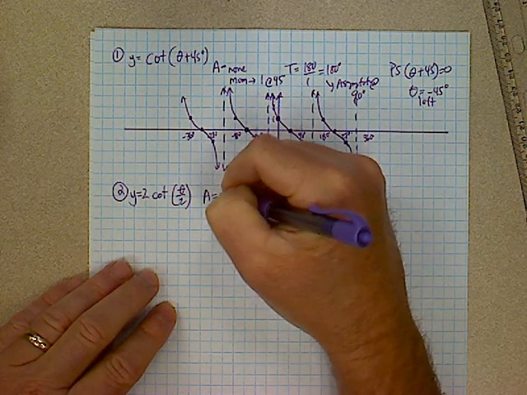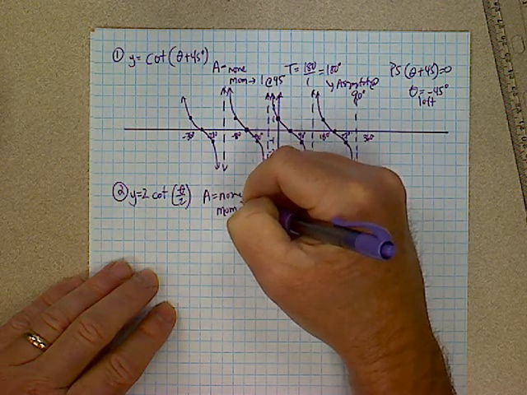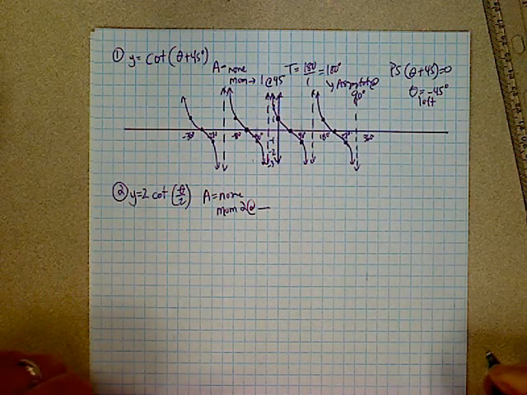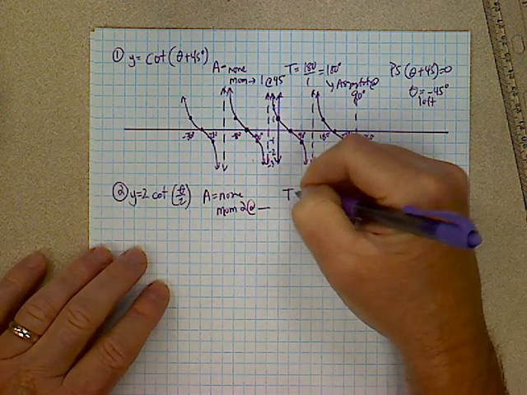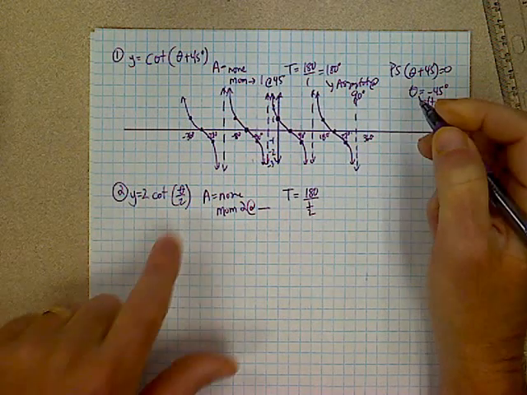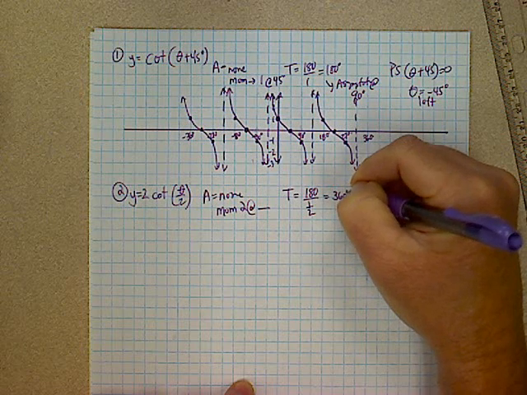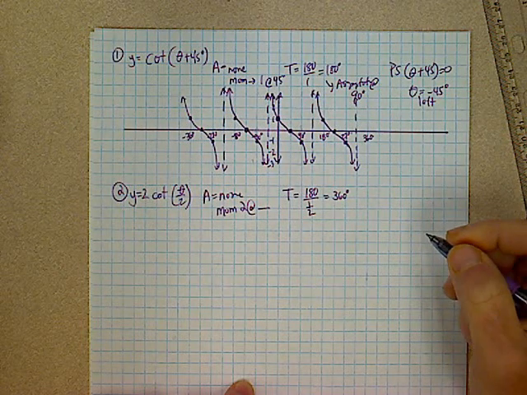Amplitude will be none, but our middle of the middle will be 2. At what angle, I don't know yet. Find that out in just a second. Period is going to be 180 divided by a half. That's the number in front of the angle, which multiplies by 2 to get 360 for the period.